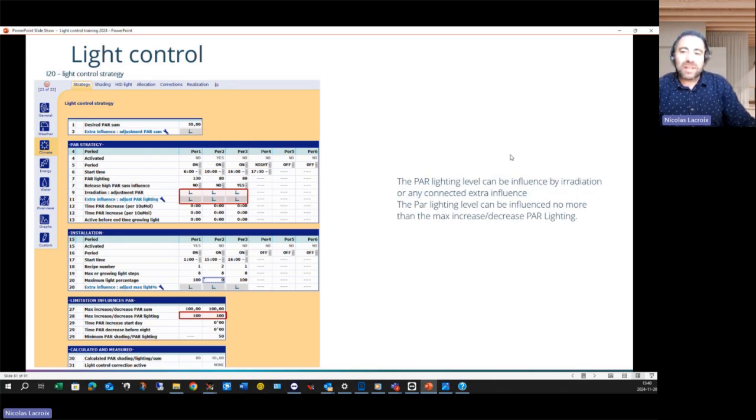The PAR lighting level can be influenced by irradiation or any connected extra influence or humidity there, depending on what you link to the control. The PAR lighting level can be influenced no more than the max increase, decrease PAR lighting. So that's the same setting here that applies for line 7, the high PAR sum influence, irradiation adjustment bar, and extra influence here.